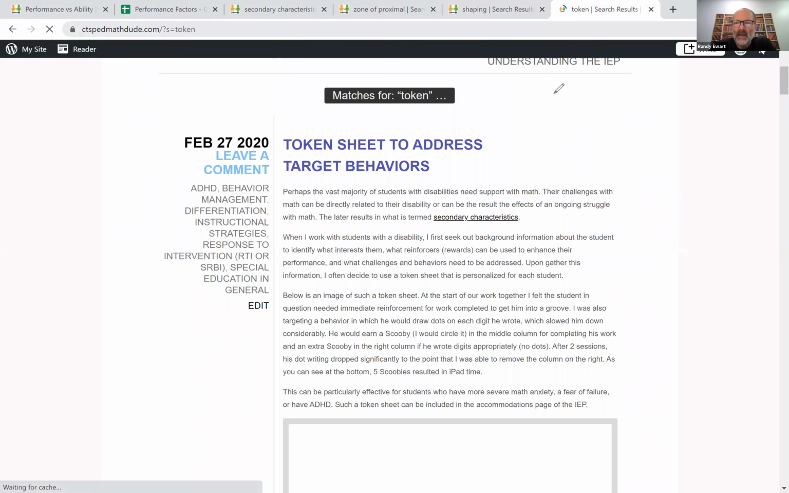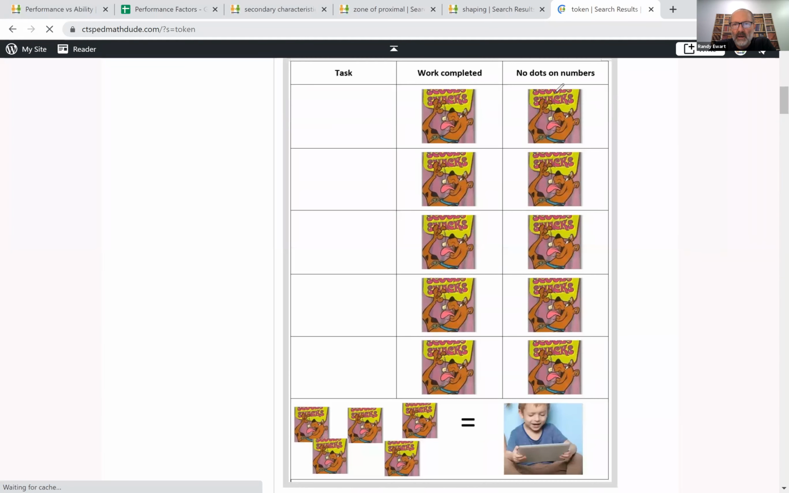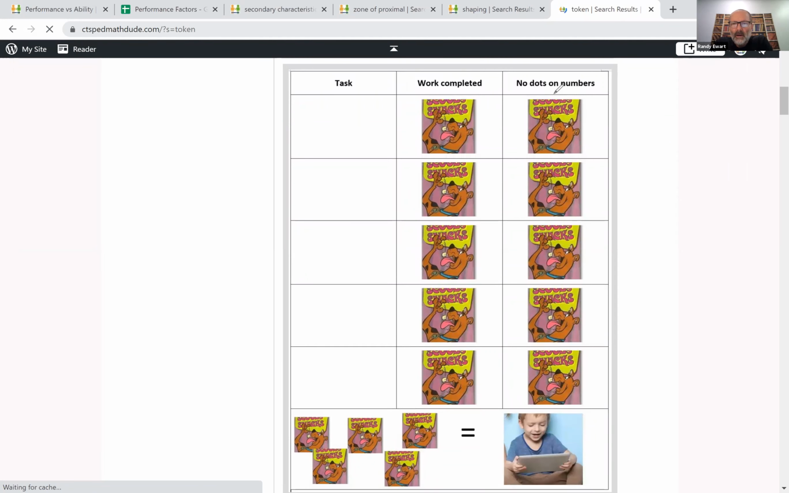Another way of addressing that, hand in hand with shaping, would be something like a token board. What I like to do is give the students tokens related to something they enjoy. I had one student that really liked Scooby. This student would write numbers, but he would draw dots at the ends of each number. That took time and took away his attention from actually doing the math. If he completed his work, he got a snack or a token, or actually, my bad, he would earn computer time.